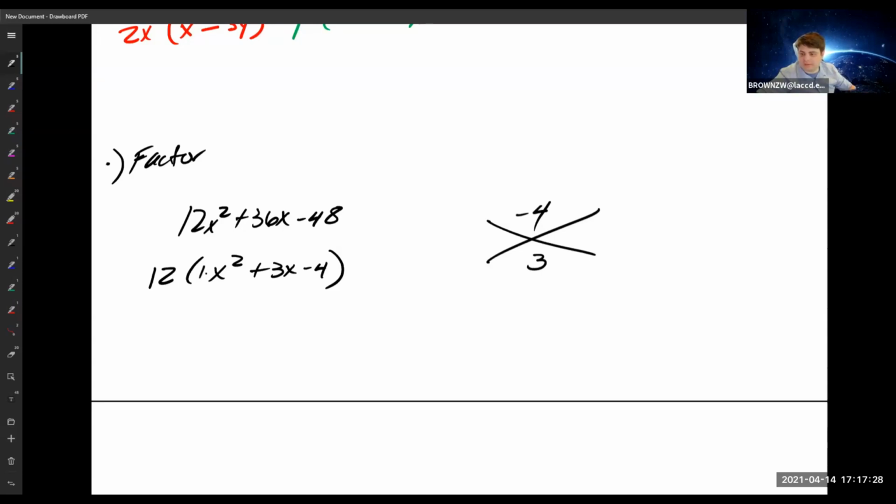So if we look here, we want to multiply to negative 4. So that means we've got a positive number and a negative number. And since the bottom is positive, that means the bigger number is positive. So that's 4 and negative 1. And since we have a 1 in front of the x squared, we don't have to do the full factor by grouping. We can go straight to this factoring down into x plus 4 and x minus 1. We can skip the factor by grouping because my a term here was 1. And then this 12, we'll just bring that down.